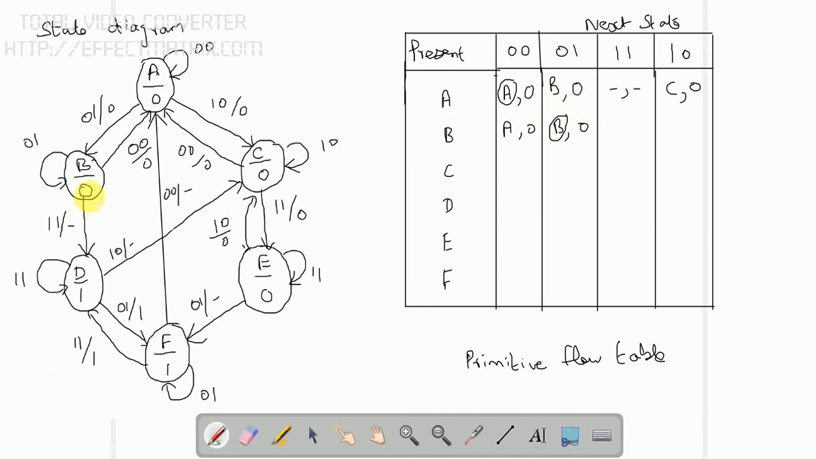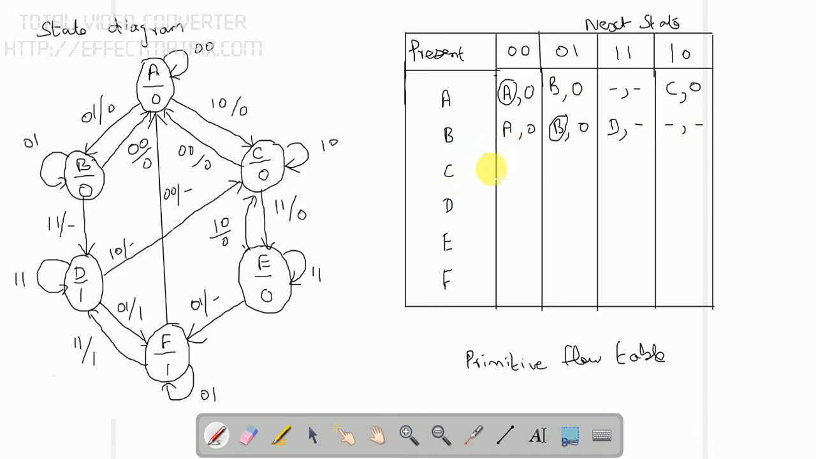Next, I have B to D connectivity. So from B 0 1 to 1 1. So D, where 1 1 is the input of D. Then what is the output of B to D? I have a don't care value. Why? I have a 2 bit changes from the input side as well as the output side. So D comma dash. Then from B to C, I don't have any connectivity. So that is taken as dash comma dash.